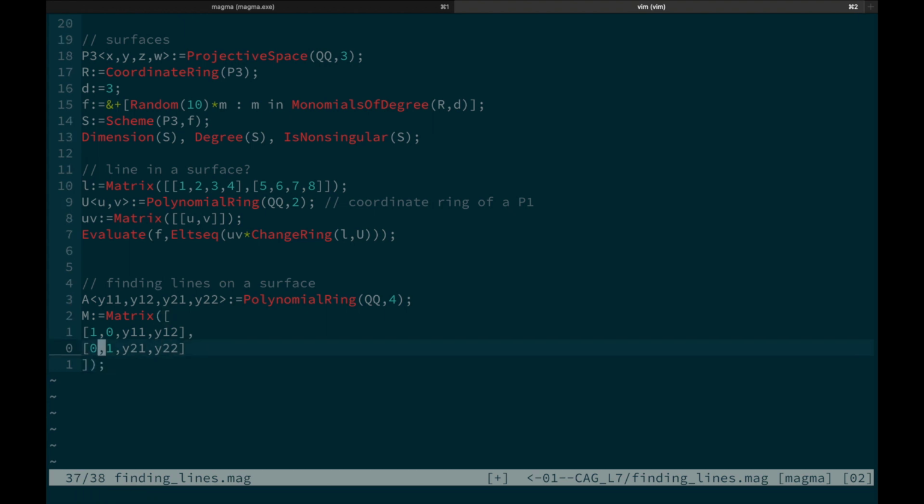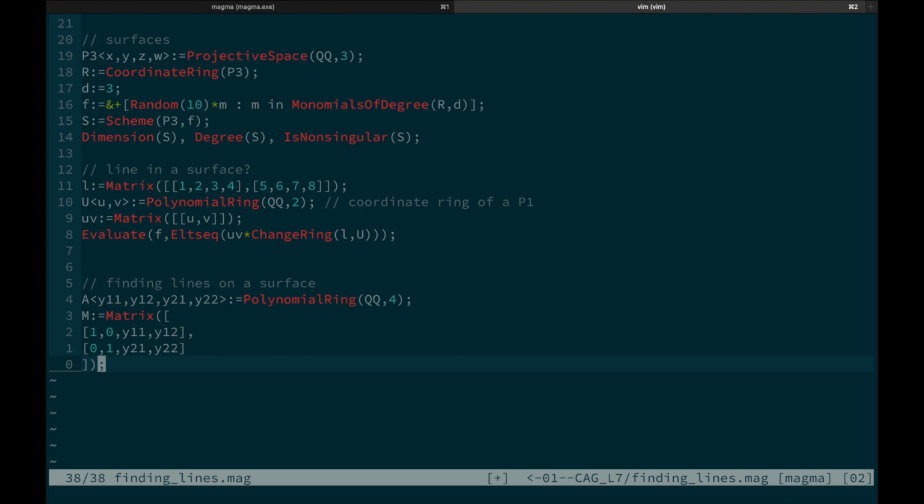So this matrix has row 1, 0, etc. and 0, 1, y21, y22. Remember, this was one of the charts where the first 2 by 2 minor of the corresponding lines did not vanish. Then you could put it into this unique form. And now let's parametrize lines of this form while keeping the yij's to be variables.